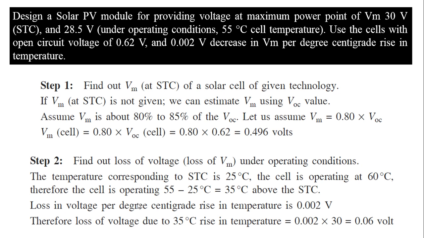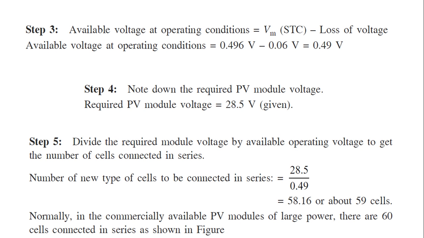So the loss in voltage per degree centigrade rise in temperature is 0.002 volt. Therefore the loss for the rise, in this case 30 degrees, is 0.002 into 30, that is 0.06 volt. So this much reduction in the voltage of the cell has been observed. Now we have Vm, and we will deduct the loss of voltage from it, that is 0.49 volt.